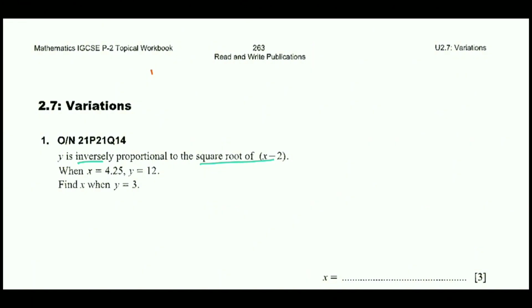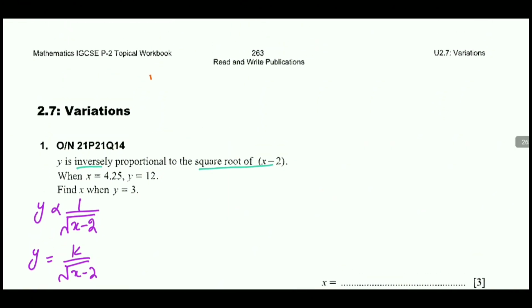If y is inversely proportional to the square root of x minus 2, inversely means the square root of x minus 2 will be in the denominator, like that. This will be our first step. And how will we write it in the form of an equation? y is equal to k over the square root of x minus 2.